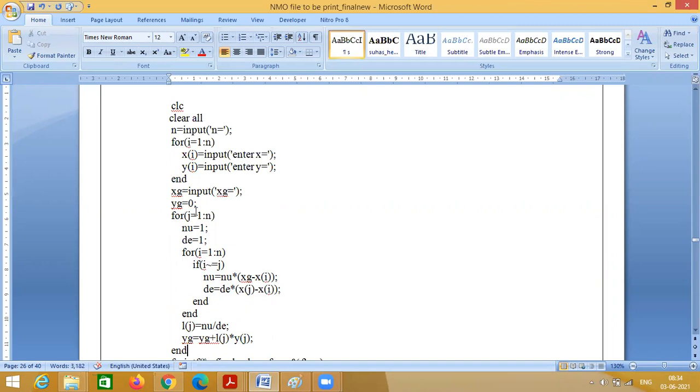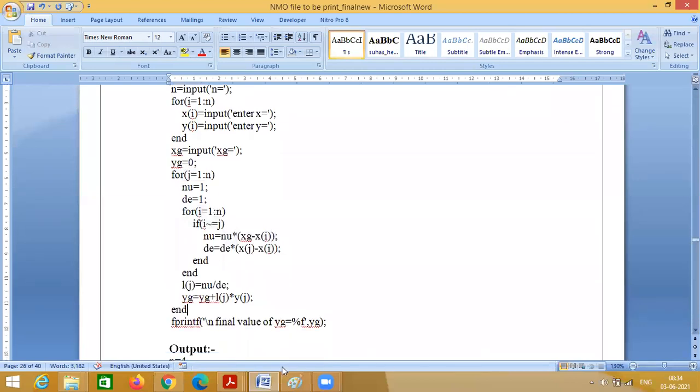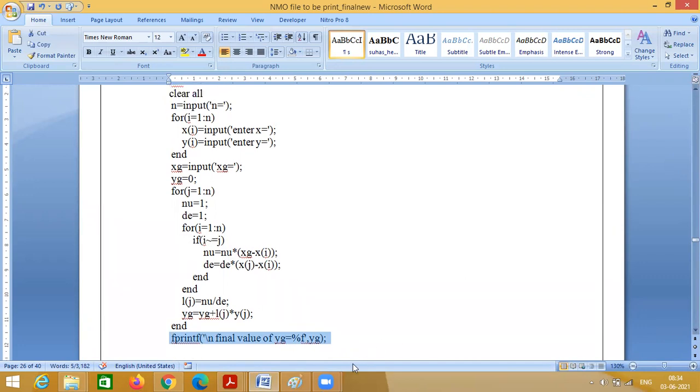Initially yg is 0. Then multiply this Lagrangian coefficient with your y reading. So L1 y1. For the second case it becomes L2 y2. Then next, because this loop continues here, you will get L3 y3. Then you will get L4 y4. And this yg gives you the total summation of L1 y1, L2 y2, L3 y3, L4 y4. This addition you need to print, that is your final answer. So this is the code for the Lagrangian interpolation function.